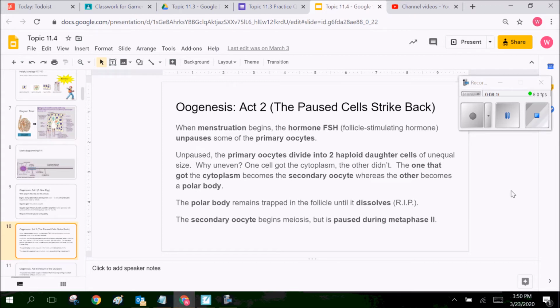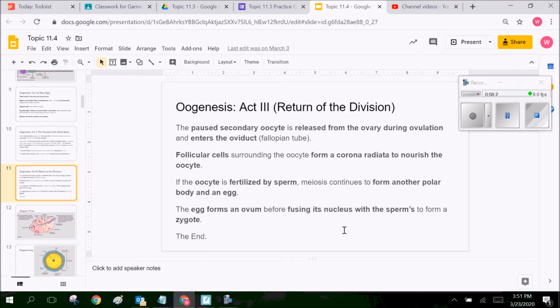Okay, so one gets the lion's share, the other doesn't. The one that gets it becomes a secondary oocyte and continues on. The one that does not becomes a polar body and it dissolves and dies. And then, of course, the secondary oocyte, which got the lion's share, is paused. And then we move on to the next step.